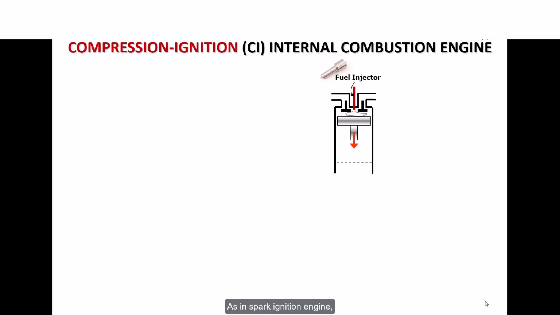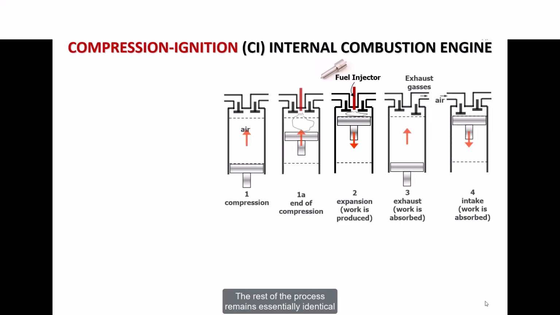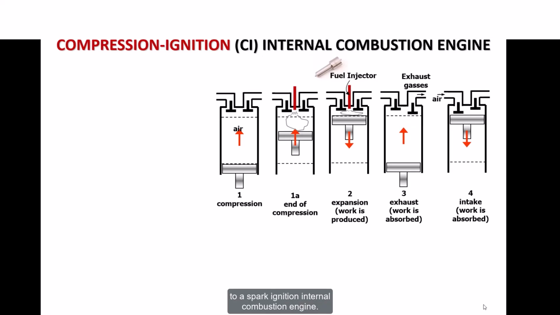As in the spark ignition engine, the compression ignition engine uses the piston cylinder assembly. In the compression ignition internal combustion engine, the fuel injector replaces the spark plug. The injector sprays the fuel directly inside the cylinder. To ignite, the fuel doesn't need, in this case, the spark. The fuel used is in this case diesel fuel, which is capable of auto-igniting when a certain level of pressure is achieved. The rest of the process remains essentially identical to a spark ignition internal combustion engine.